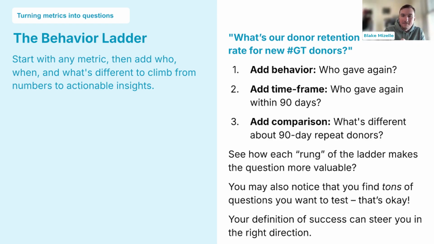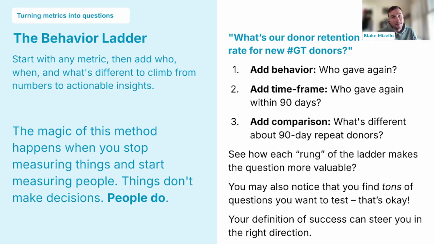Your definition of success is very helpful here. If you're generating a bunch of things and you're like, man, I don't know where to start, let that steer you. Let your definition of success help you choose and weed out what you want to start with in terms of testing. The magic of this particular method happens when you stop measuring things, again, measuring that behavior ladder, and start measuring people. And that's all because things don't make decisions. What you're trying to weed out here is the decisions that your supporters are making when they're engaging with you at scale. But things don't make decisions, people do. And that's what you're reading in this.